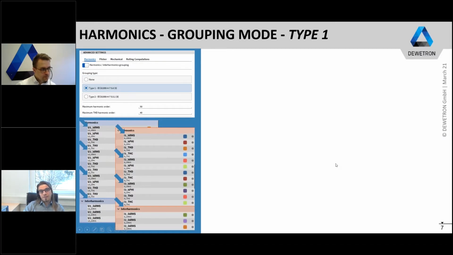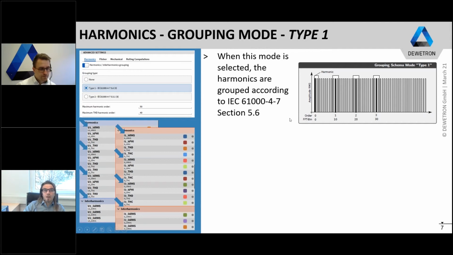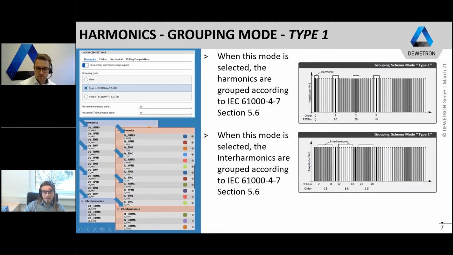When you select the grouping mode type 1 instead, the harmonic grouping is done according to the IEC 61000-4-7 standard, section 5.6. This section describes the harmonics calculation in the following way: not only the bin directly located at the harmonic shall be taken, but also the two spectral bins next to the harmonic bin shall be respected for the harmonics as well. So you have 3 spectral frequency bins which are used for the harmonics calculation for each harmonic, as you see here for the second and for the third. And again, all the rest of the spectral information, which is not used for the harmonics calculation, will afterwards be used for the interharmonics calculation, as you see on this illustration here.